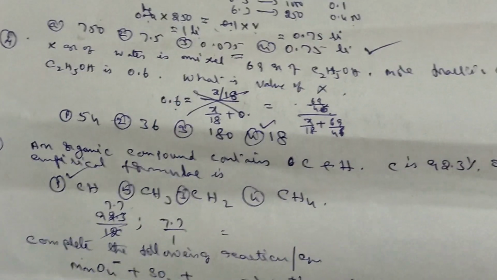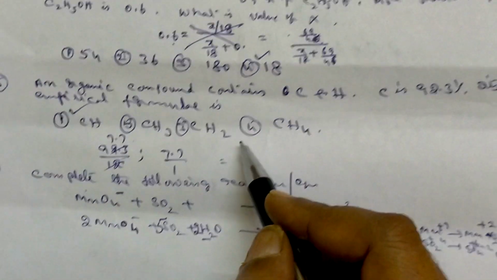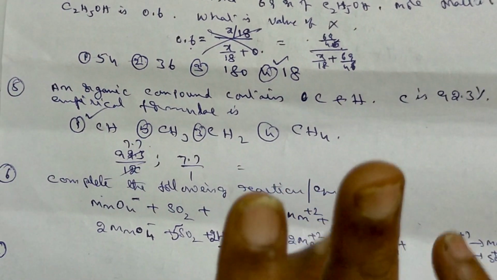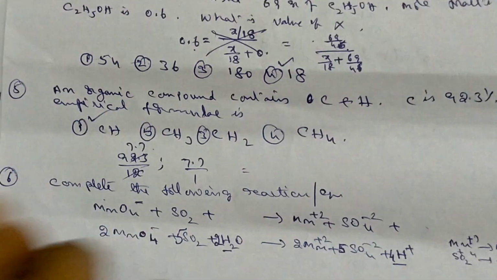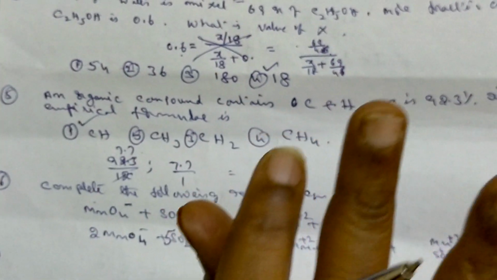Next question comes: an organic compound contains C and H. Empirical formula he is asking. Most of the time in stoichiometry, in EAMCET or NIT, there will be 1 or 2 questions every time. 1 or 2 is guaranteed. And it will not be a simple one, it will be a combination of some 2-3 things.